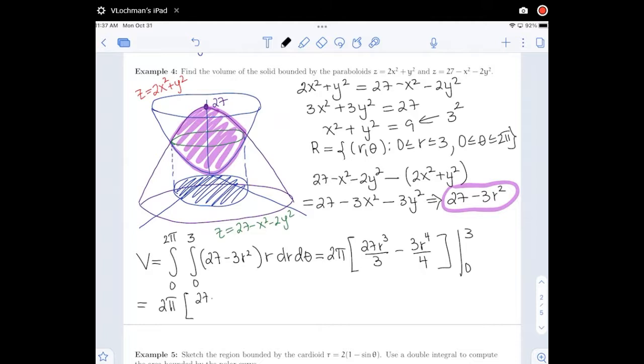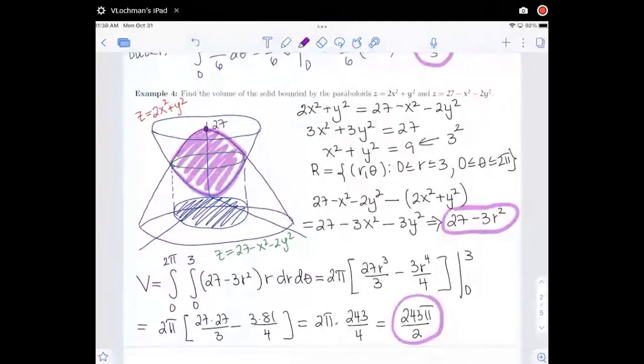So 27 times what? 3 cubed, that's also 27. And then minus 3 times 81 over 4. Punch that into your calculator. Okay, we're going to get 2 pi times 243 over 4, and we can reduce by 2. 243 pi over 2. Okay, all right.